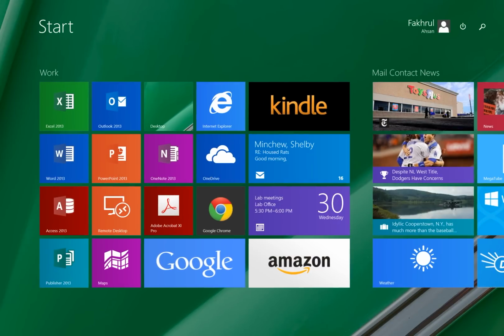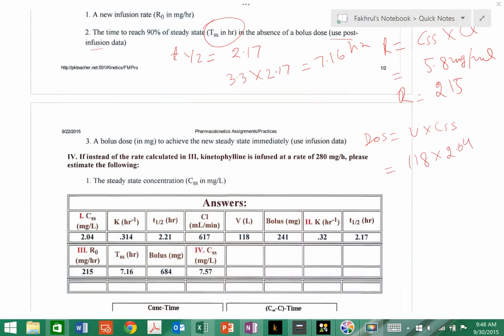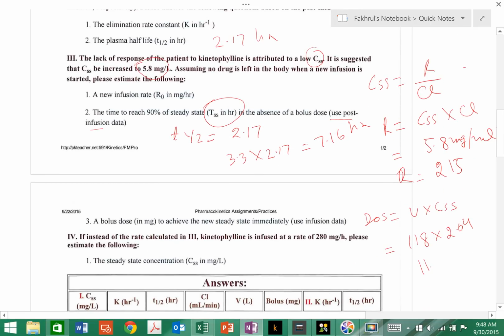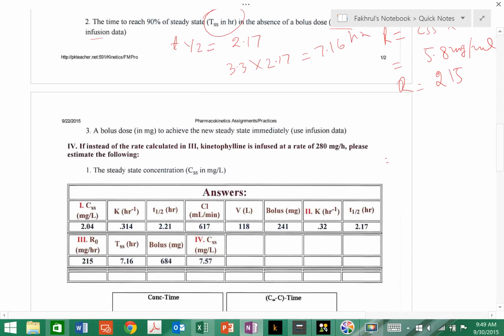Let's see, this may not be correct. The bolus dose in milligram is equal to the volume of distribution in liter, 118, times CSS. Just a minute, I'll skip this. I'll make this correction later.